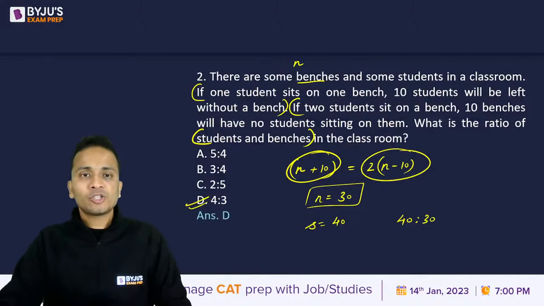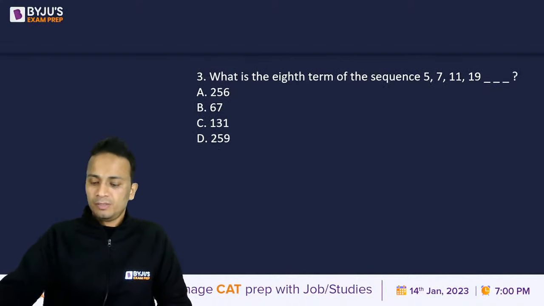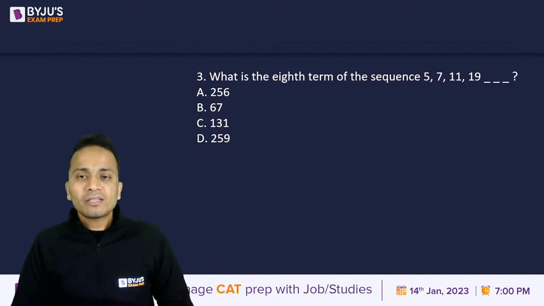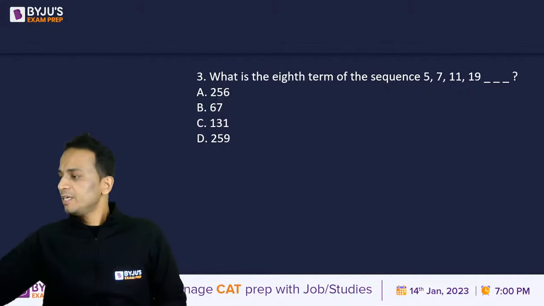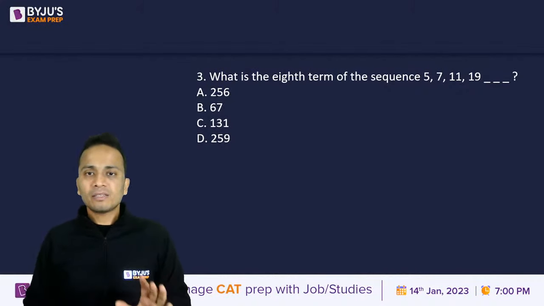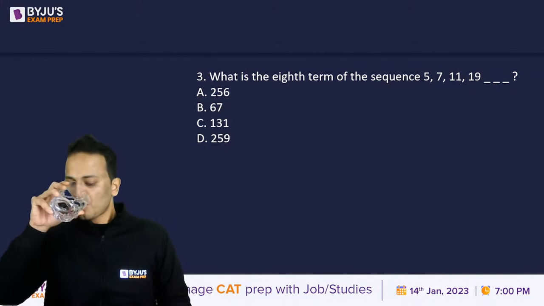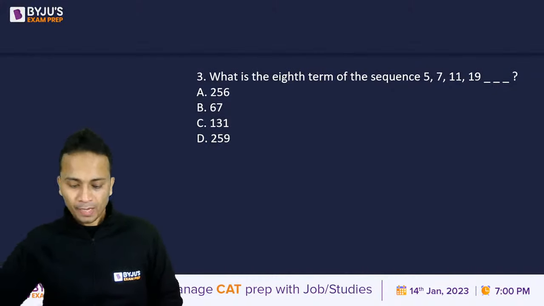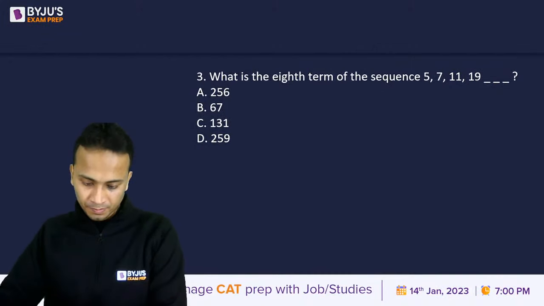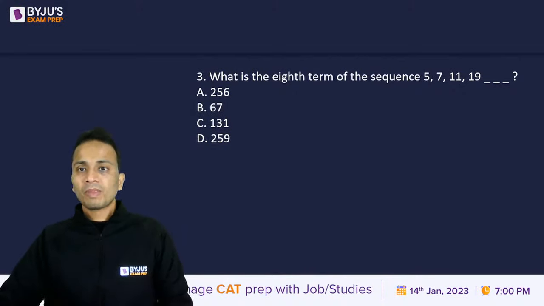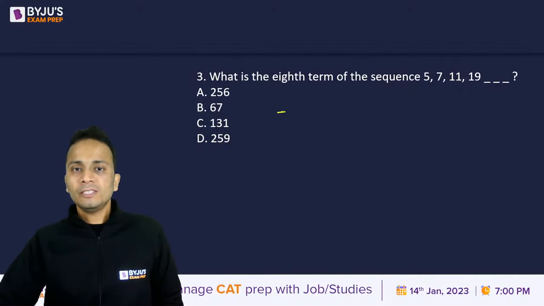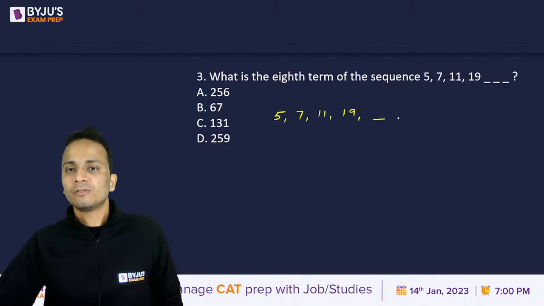Let's move on to the next question, question number 3. What is the eighth term of the given sequence? A very simple sequence is in front of you. Quickly give me the eighth term of this sequence. The series is 5, 7, 11, 19, and so on.